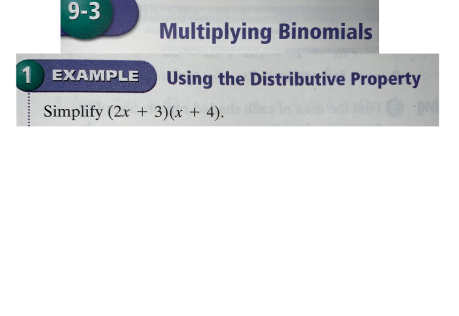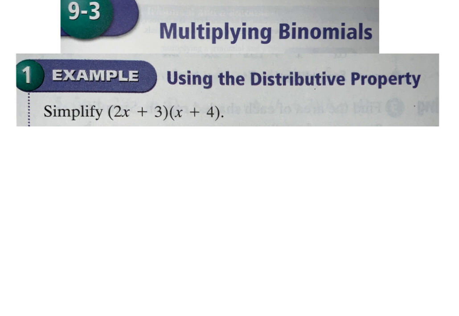Methods to multiply binomials. They teach distributive property, and then they teach foiling. And so you've probably seen both of these. With distributive property, you're literally distributing each piece of the first one into the second one. And then FOIL is the little acronym that you learn: first, outer, inner, last. So we're going to do it both ways.